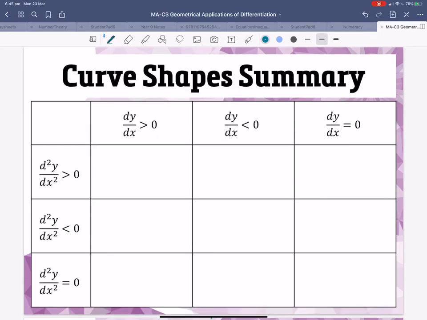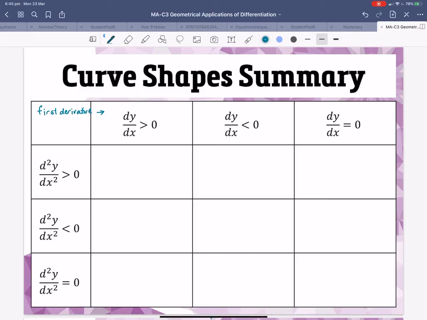So what we're looking at today is different shapes of curves and seeing what we get when we're looking at the first derivative and the second derivative. So what we've got are the first derivatives, and we've got them being positive, negative, and 0.